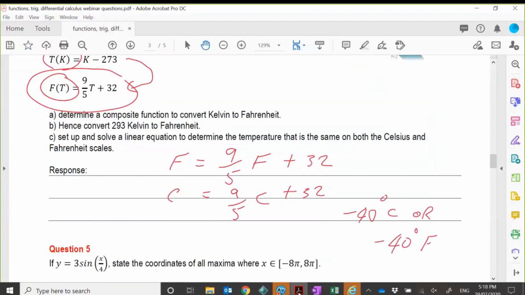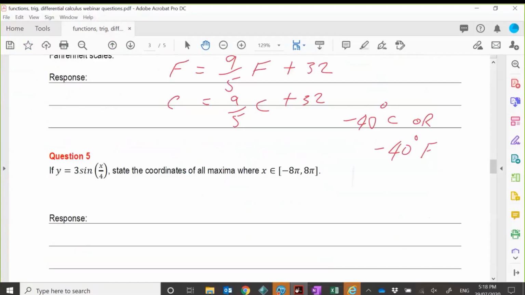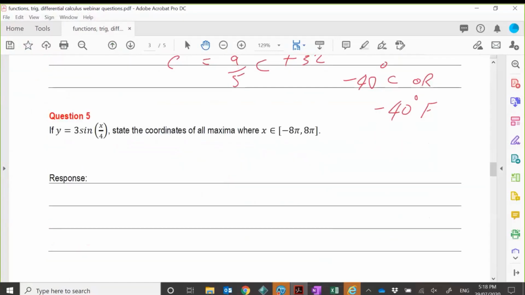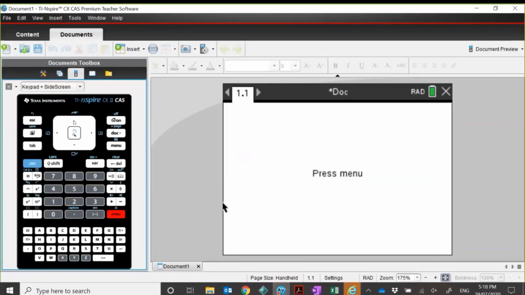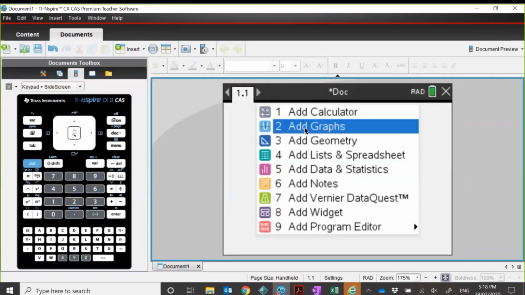All right, question 5. We've got a trig function, and we're asked to state the coordinates of all maxima, and we've got a domain there from minus 8 pi to plus 8 pi. So let's have a look at the graph first of all and see visually what we're talking about. So we're going to graph that. Just going to close that page and open up a new graphs page.